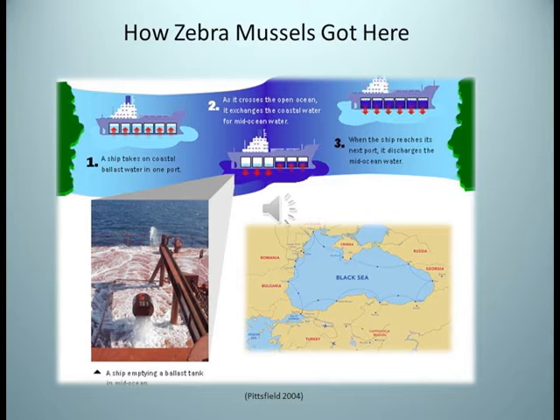First, we're going to talk about how they got here to North America and how we can try to prevent them from spreading further. The most popular theory of how the zebra mussel was introduced to the Great Lakes was in the ballast of ocean-going ships traversing the St. Lawrence Seaway.